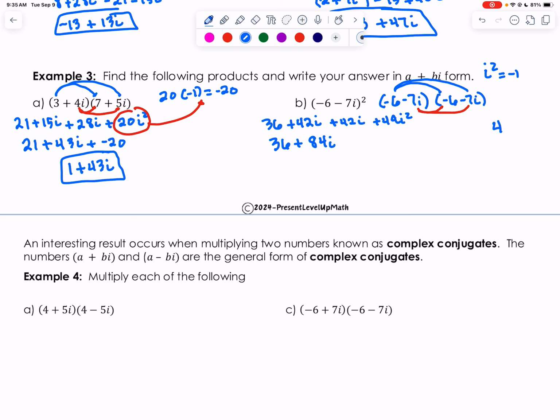So we know that i squared is equal to -1. So 49 times -1 is -49. Again, let me just note, so you'll remember when you're looking back at these notes, how did you get -49? So I'm going to combine my real number part. 36 minus 49 would be -13 plus 84i.